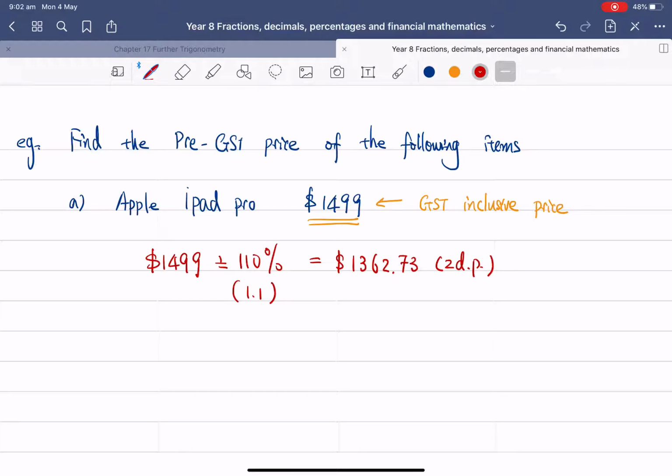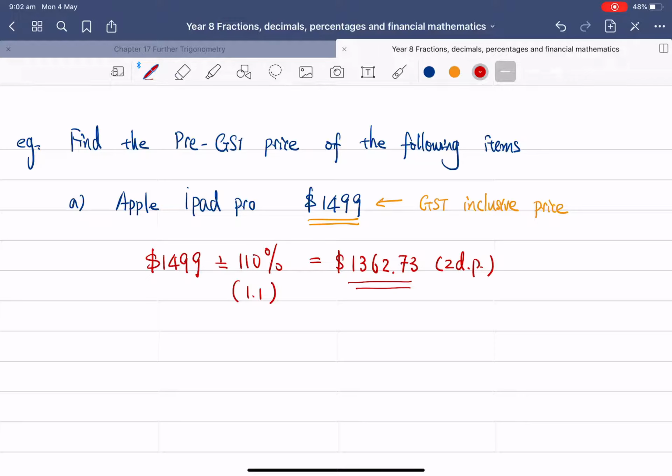Remember, in financial mathematics, if it's a money related question, your final answer must be in 2 decimal places, to the nearest cent. Okay, so this is the pre-GST price. That's the 10%. After you remove that 10% from the final price, you get the original price that's set by Apple. All right, so that's how you do the calculation.